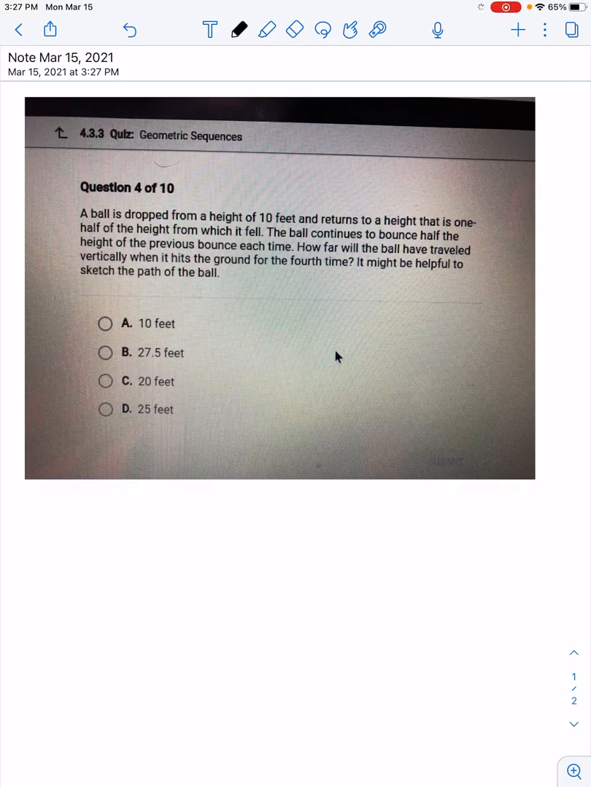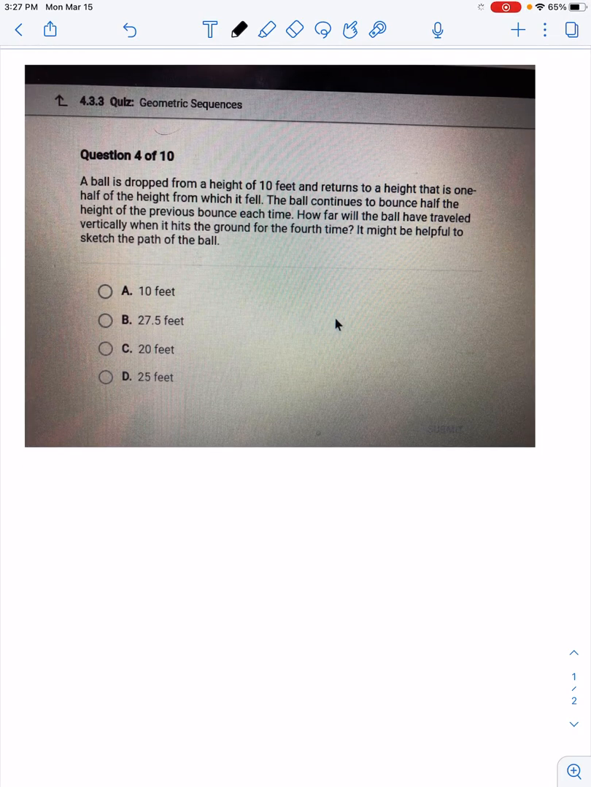All right, so this is for pre-calc geometric sequences, and for this specific question it says a ball is dropped from a height of 10 feet and returns to a height that is 1/2 of the height from which it fell. The ball continues to bounce half of the height of the previous bounce each time. How far will the ball have traveled vertically when it hits the ground for the 4th time? It might be helpful to sketch the path of the ball.